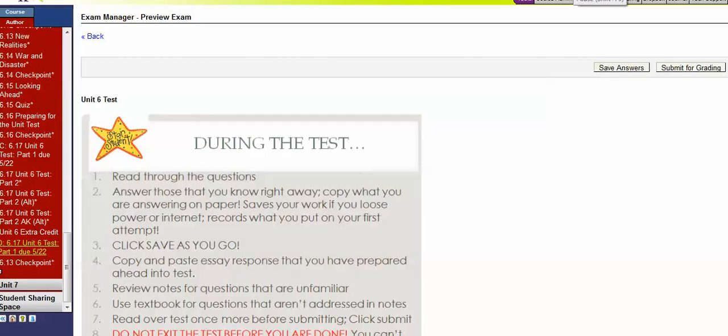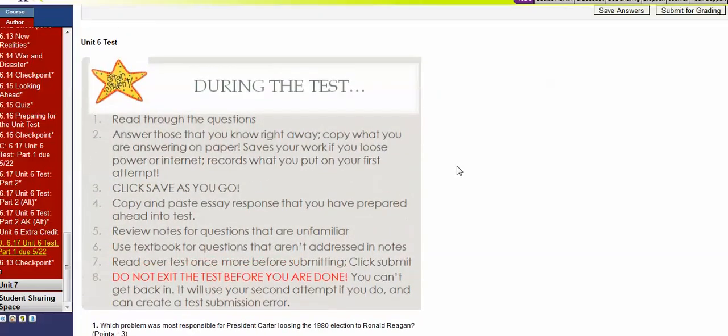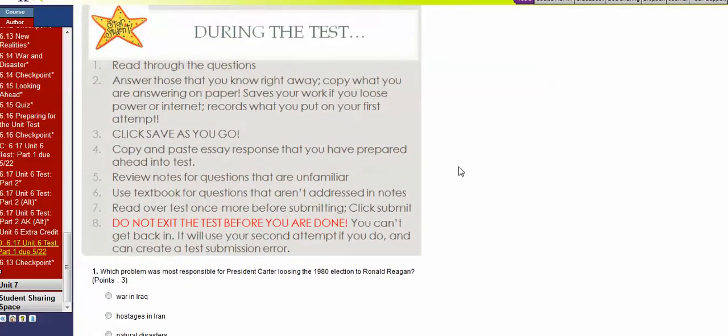Welcome to the Unit 6 U.S. History Modified Unit Test. Today I'm going to be reading the unit test questions to you along with the answer options for you. We are going to start off with the Unit 6 reminders for during the test.